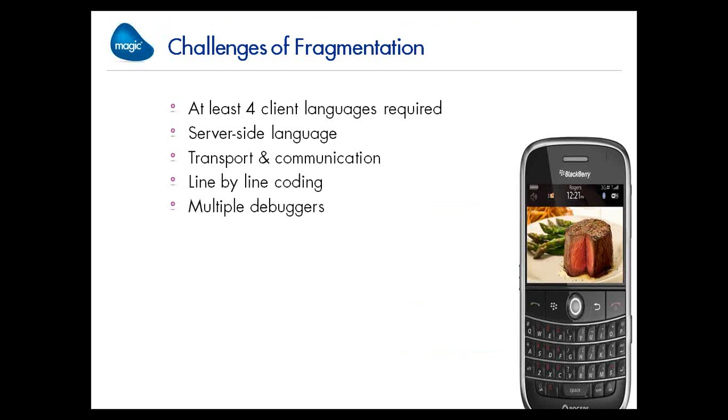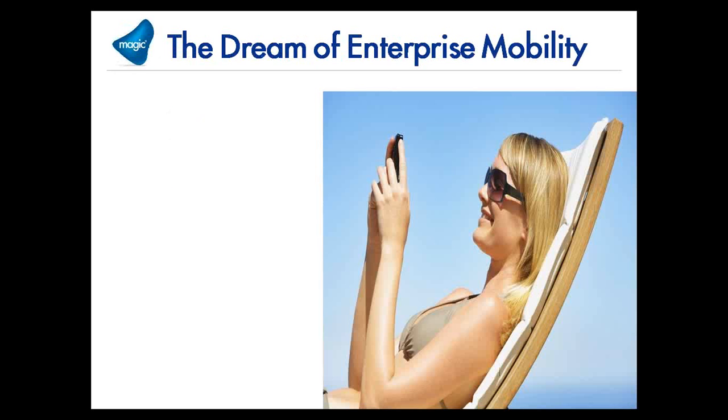that they have requirements across a wide variety of uses, both for customer-facing apps, employee-facing apps, and partner-facing apps that run on multiple devices. And so in many organizations, this leads to fragmentation of your development efforts if you don't have a new platform. It would mean, for example, that you would need to have at least 4 client languages, a server-side language, transport and communications solutions, that leads to line-by-line coding, the use of multiple debuggers, and so forth. It can become way too complex.